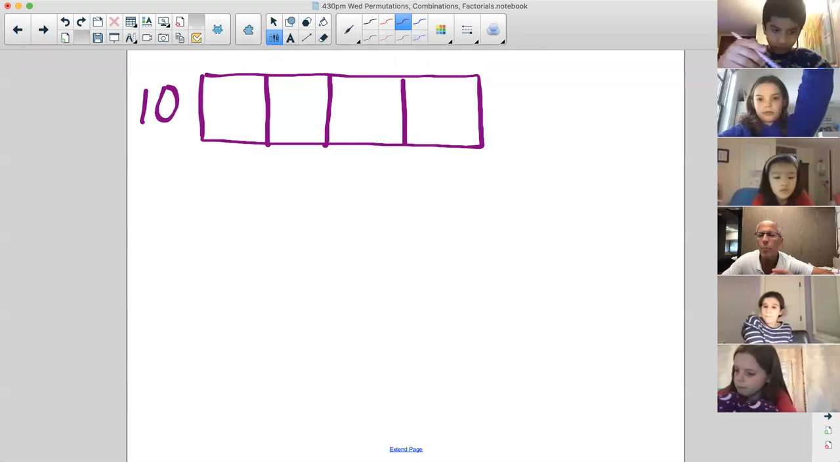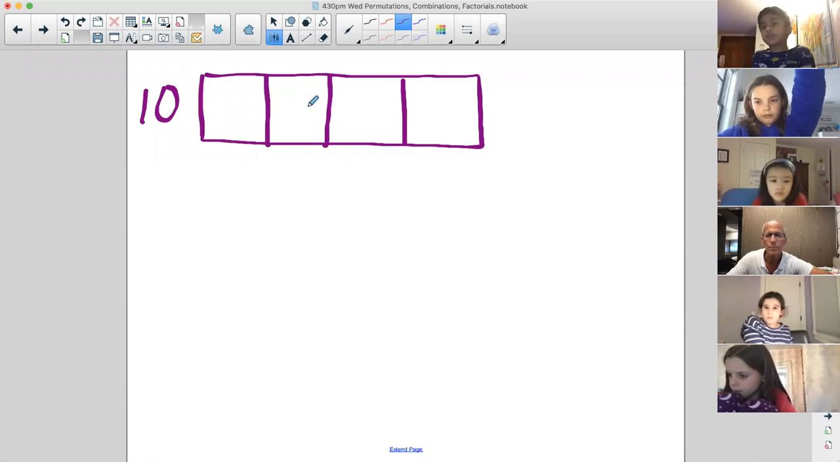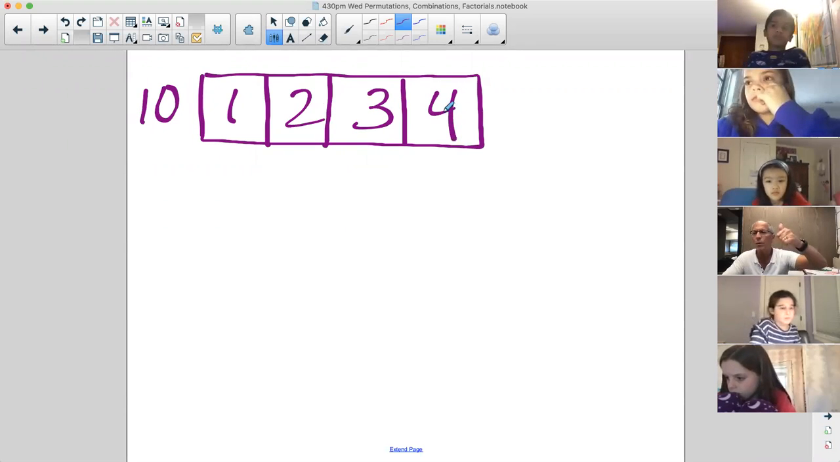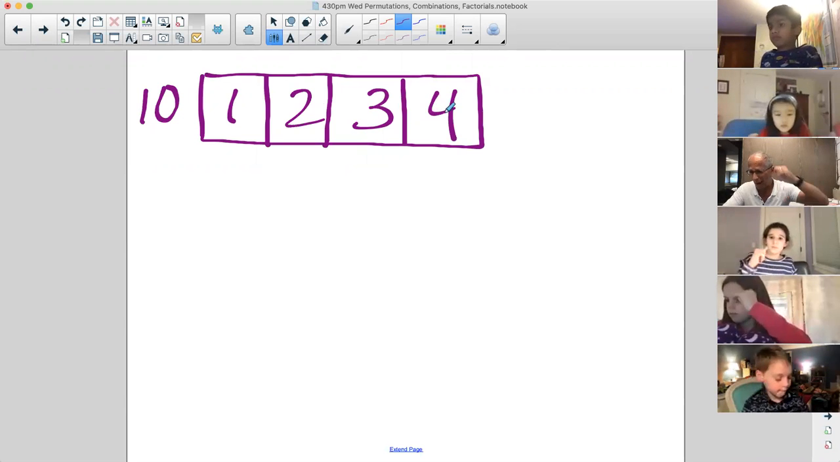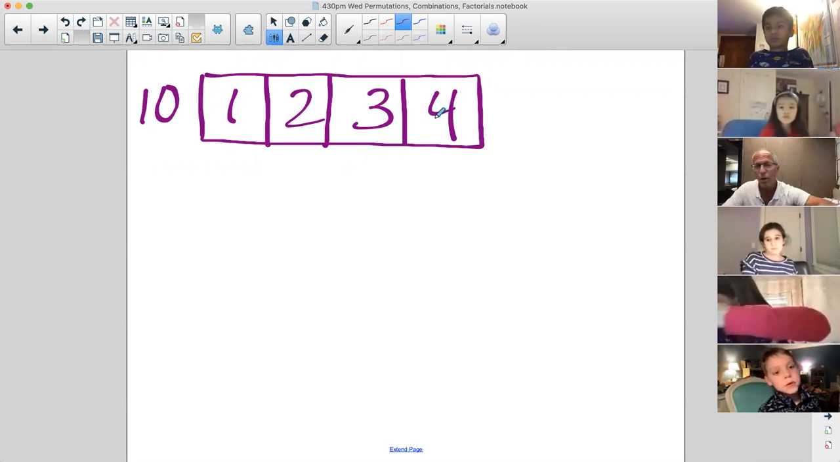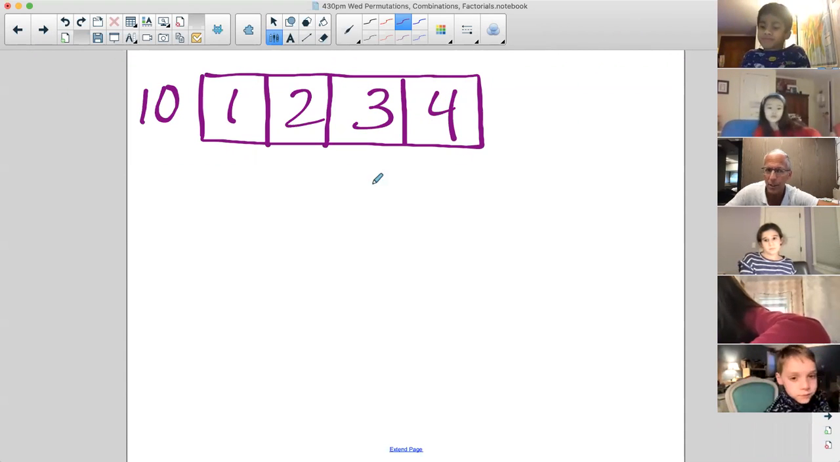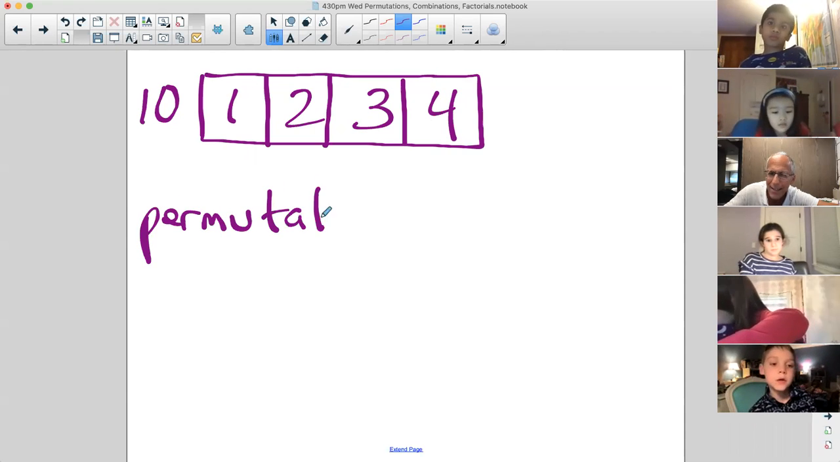So I have Mark. 1, 2, 3, and 4. Does anybody agree with that? 1 plus 2 plus 3 plus 4. I love it. Now, how many different permutations? How many permutations? Do not call it out. Write it down.